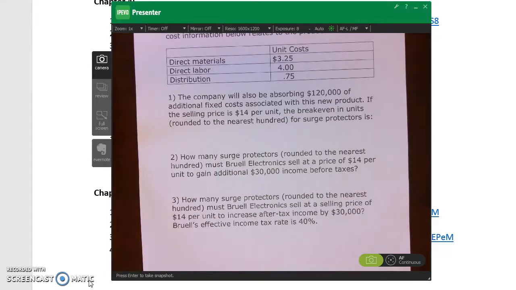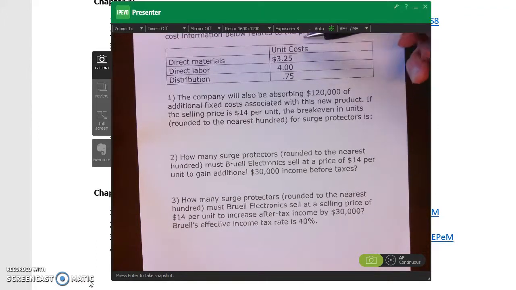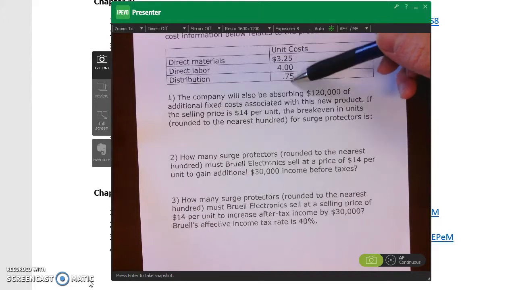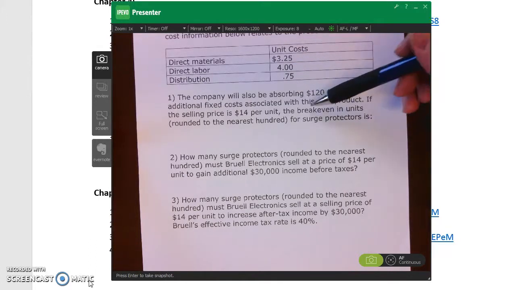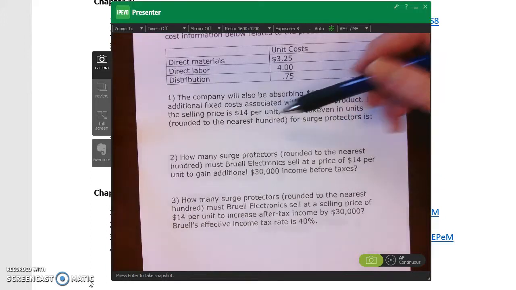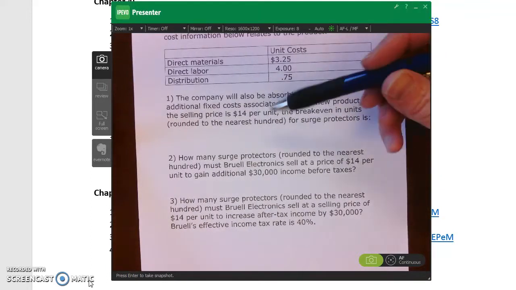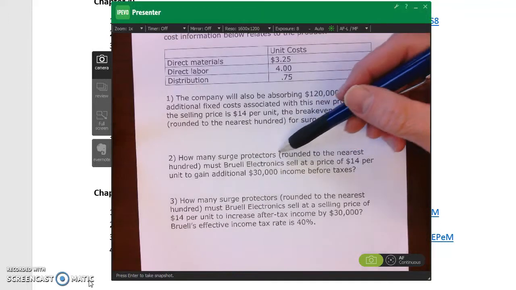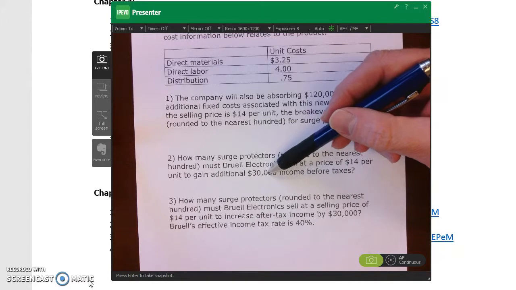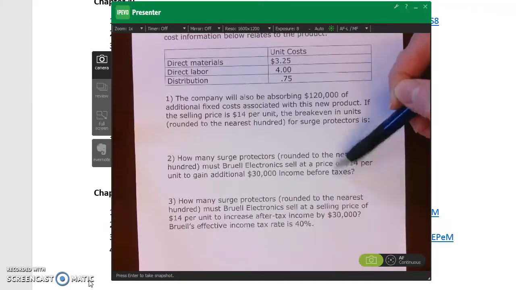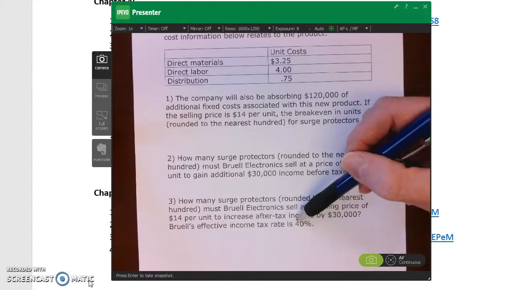So our first one says, an electronics company is developing a new product, surge protectors. Here are our unit costs, and these of course are all variable costs. And it says the company will also be absorbing $120,000 in additional fixed costs. We need to calculate the break even. How many surge protectors must they sell at a price of 14 to get an additional $30,000 net operating income before taxes? And then this one is the after tax.